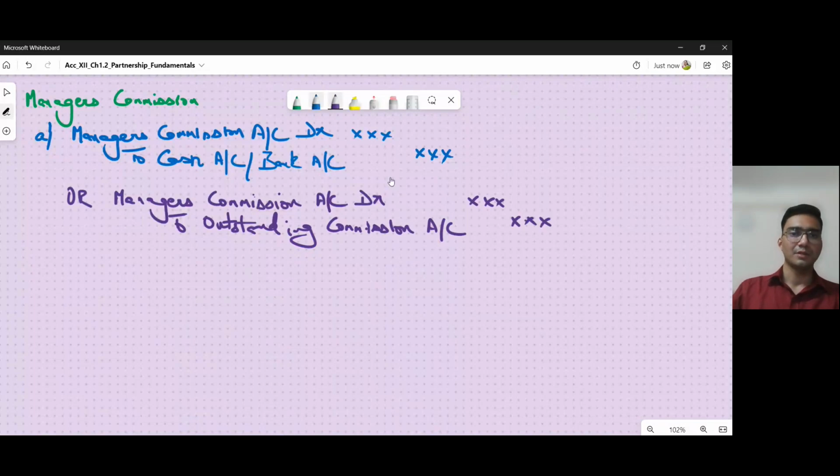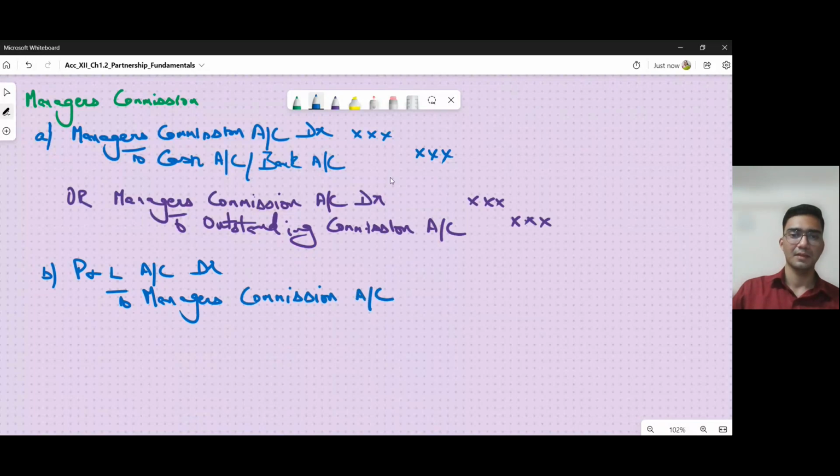The second entry which we have to pass in this case, when do we pass the second entry? At the year end. So where do we show this? We will show this in our P&L account because it is an expense. P&L account debit to manager's commission account.